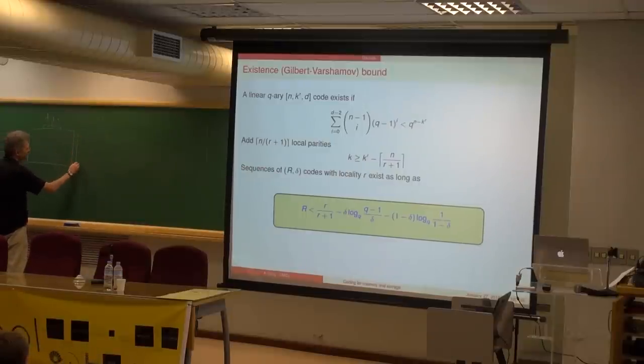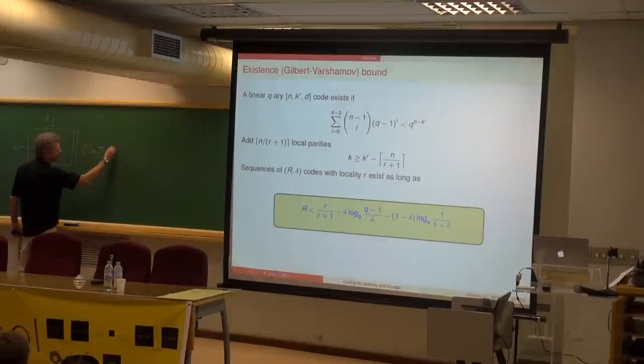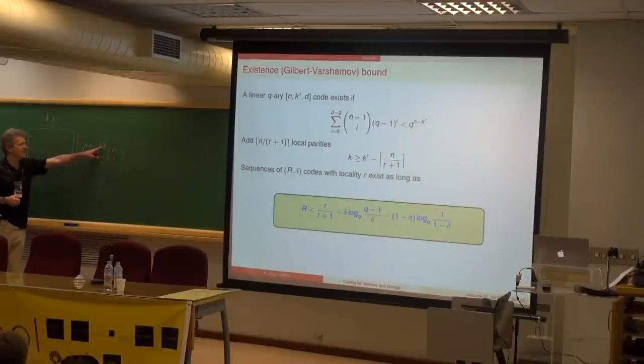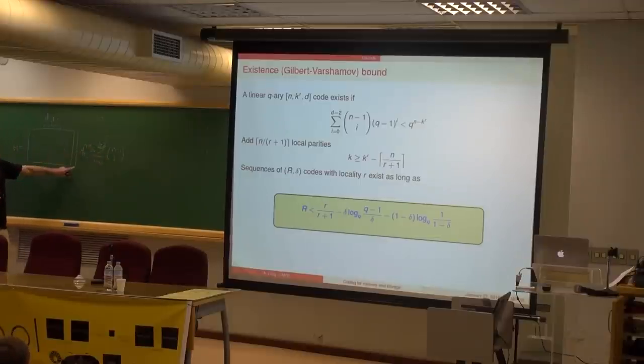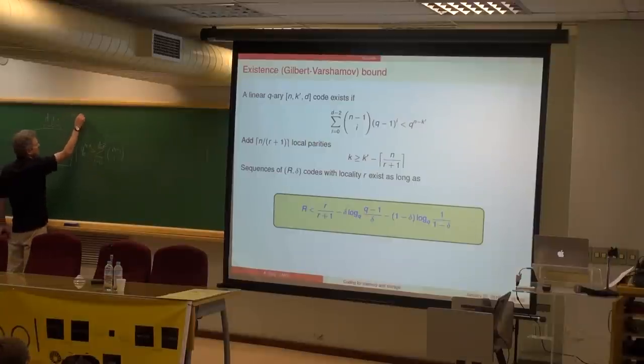When can we add another column? Well, we can add another column when q to the n minus k is greater than all the possible linear combinations up to d minus 2. So if d minus 2 linear combinations do not cover the entire space, we can add another linearly independent column, and every d minus 1 will still be linearly independent. And so as long as this happens, there exists a code of length n, dimension k, distance d, without locality.